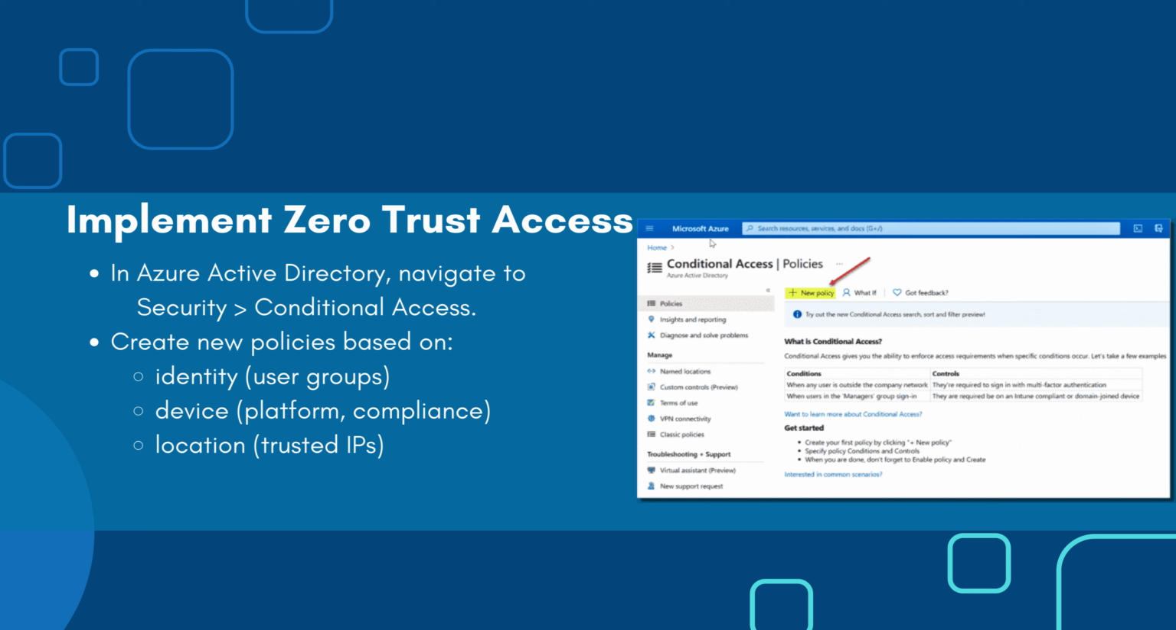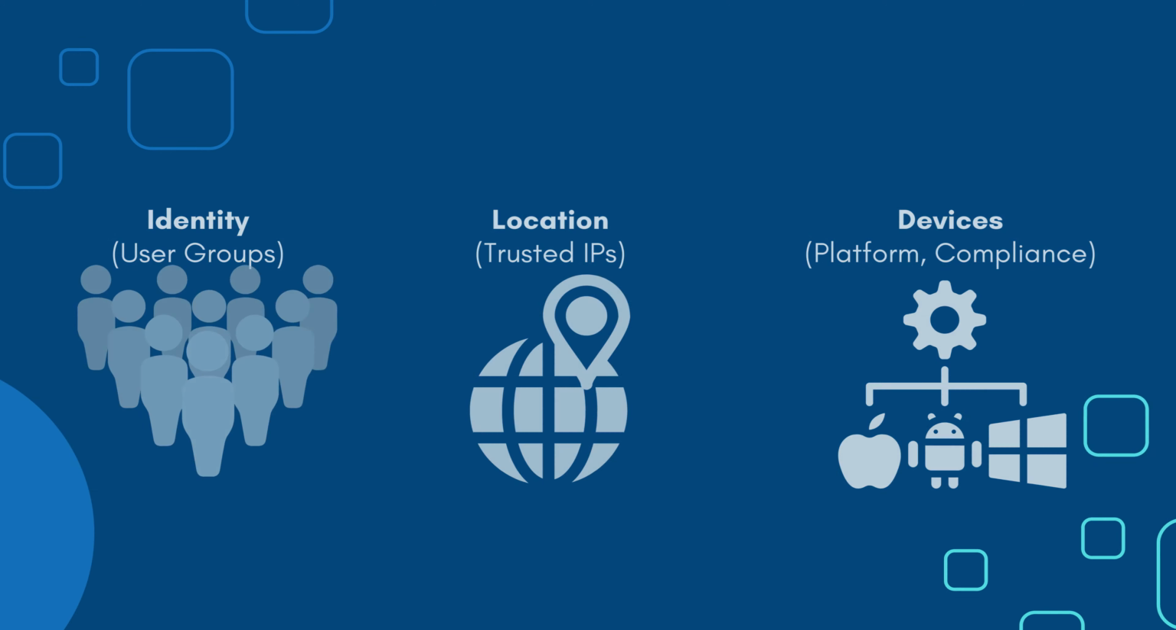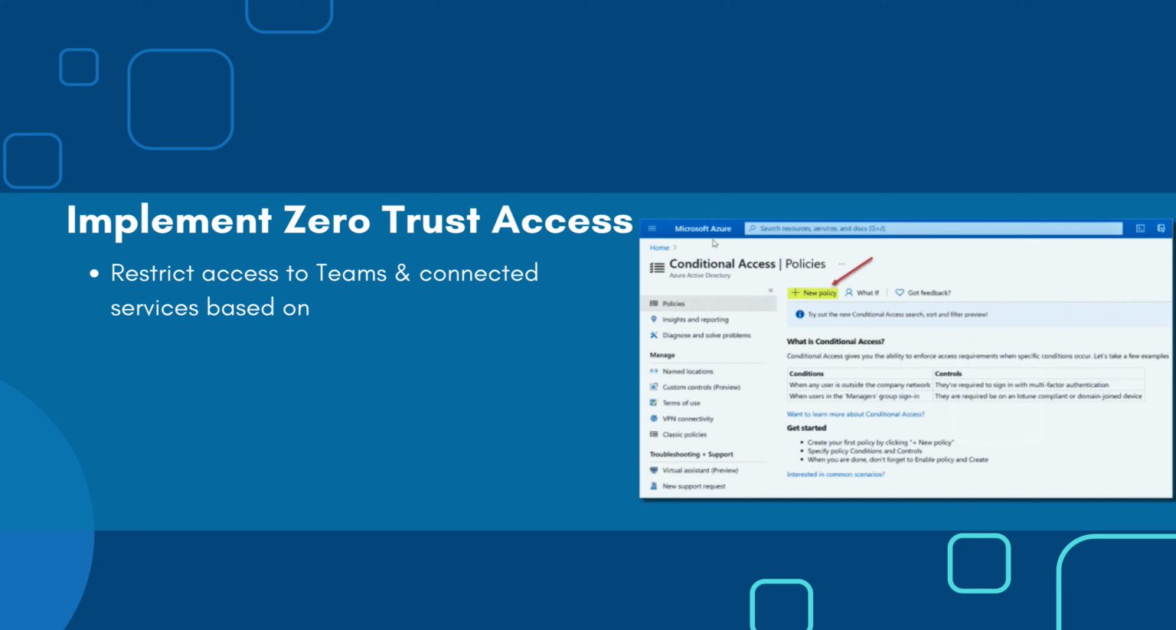For example, you might choose Location to restrict access to Teams from certain geographic locations, or Device Platforms to restrict access to Teams from specific device types. Under Access Controls, choose the access controls to apply when the policy conditions are met. For example, you might choose to block access entirely.